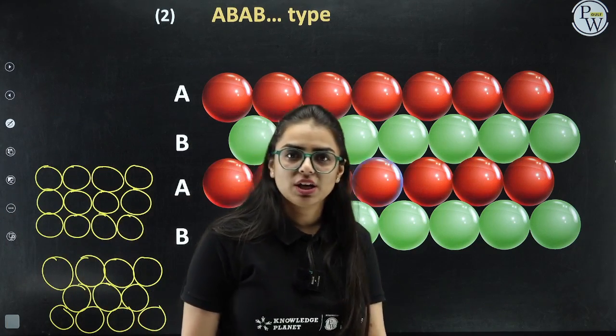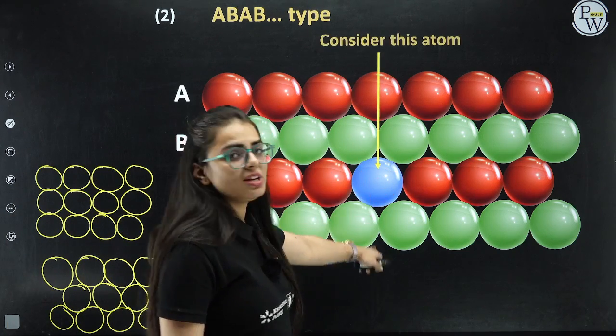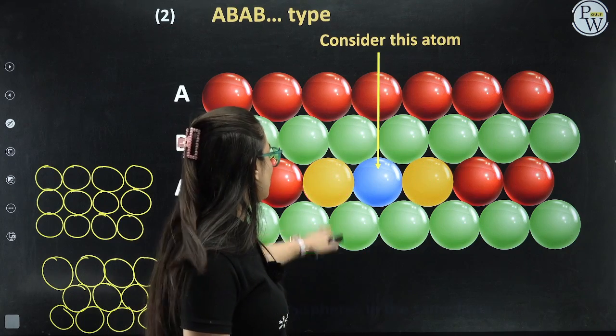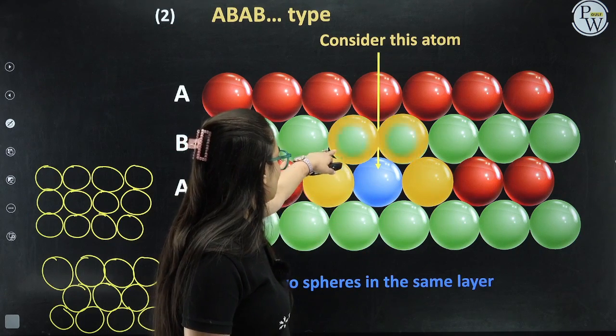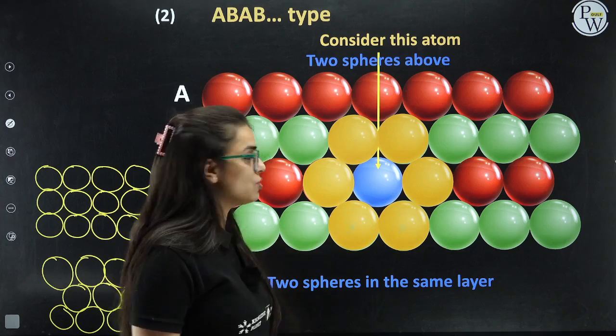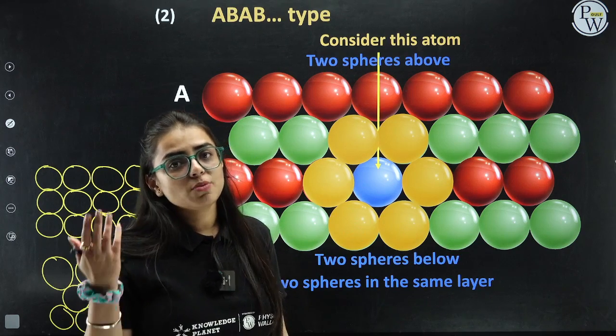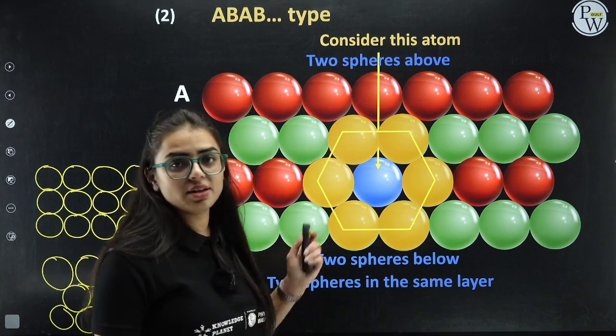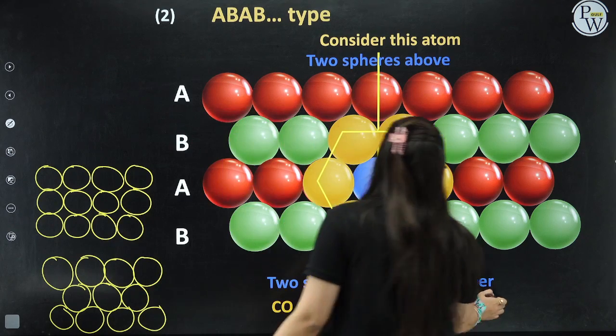Let us consider over here one single atom, this one. It is being touched by how many atoms? See, it is being touched by these 2 atoms, 2, then above 2 and then below 2. So this forms a hexagon. So coordination number over here is, it is being touched by 6 atoms, it is 6. So coordination number here comes out to be 6.